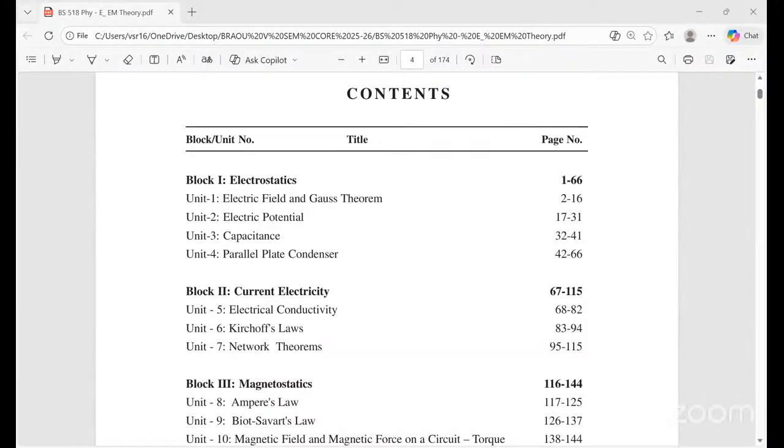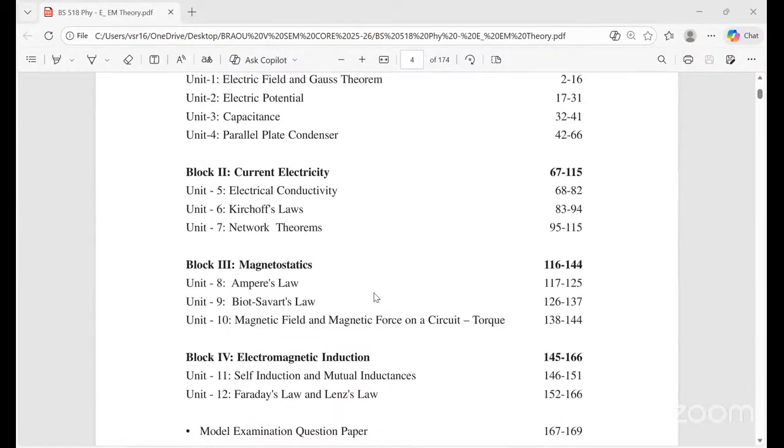Okay. So you have to find out all these things from the first block itself. It is going to find out the capital E and V and C, later on applications of the C. Okay, that is the case. Whereas in block 2, current electricity.